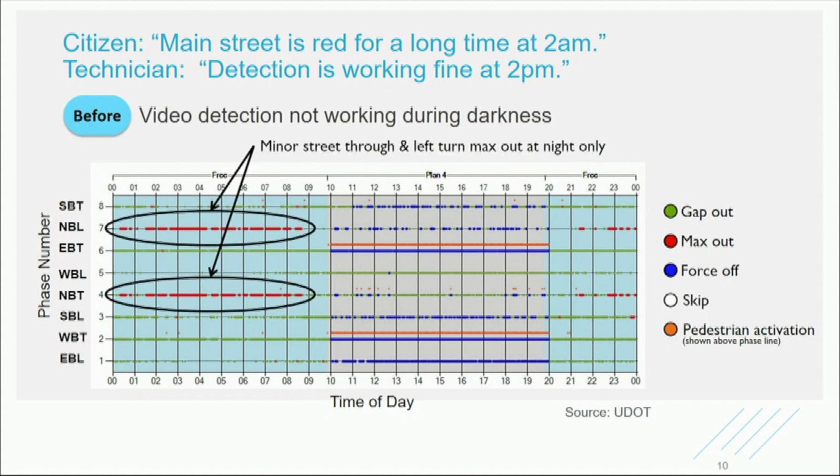It turns out in this particular situation, there was a problem with the video detection not working. You have TV cameras, video detectors looking for traffic, and it's dark. I think the street lights were out or something in this case. So it wasn't able to see the cars properly, and it gave a false call to these movements. Knowing that, the technician was able to go out during the day and make that change.